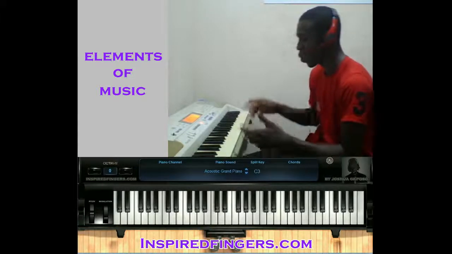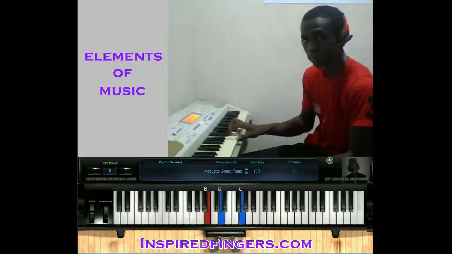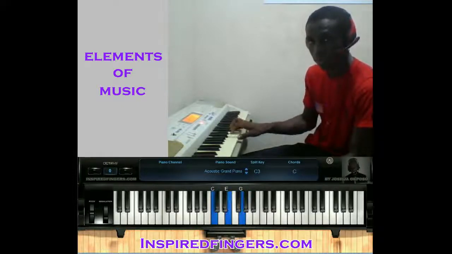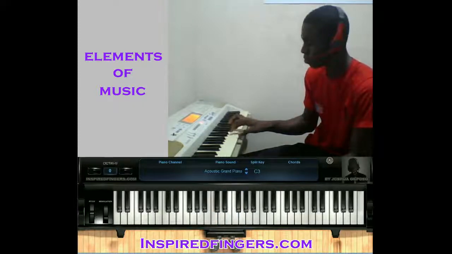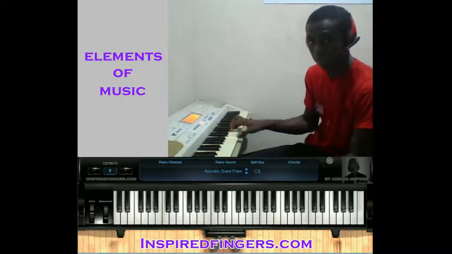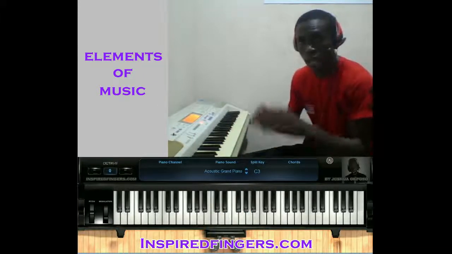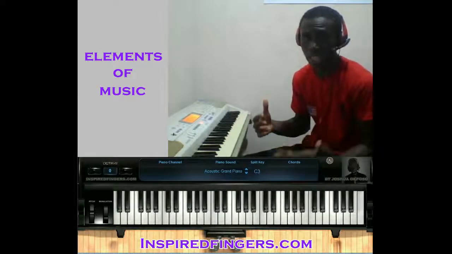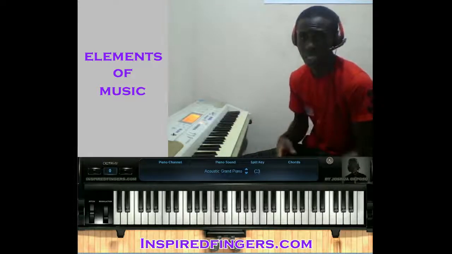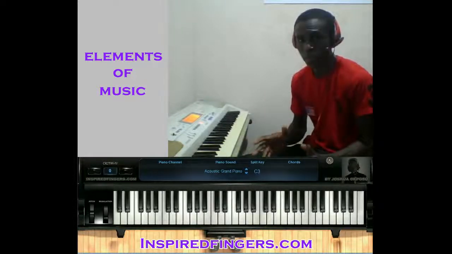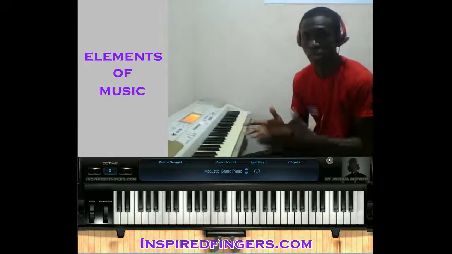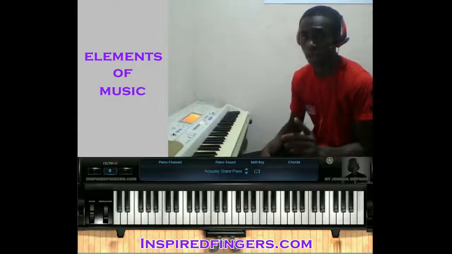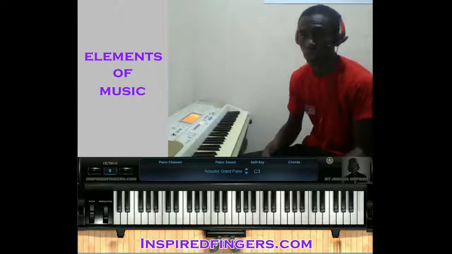Even though I'm playing chords, there is rhythm, and that's what made it much more pleasant and appealing to the ear, so that you can even dance to it. So I hope you understand what rhythm actually means. It's a very simple concept to grasp. You need that in your music because it's one of those inevitable elements of music that you can't throw away. You just need it.